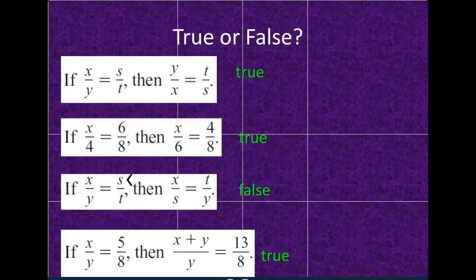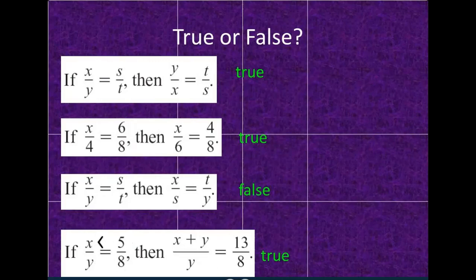X over y equals s over t. Then t over s should be equal to y over x, but he wrote here t over y, so this one is false.